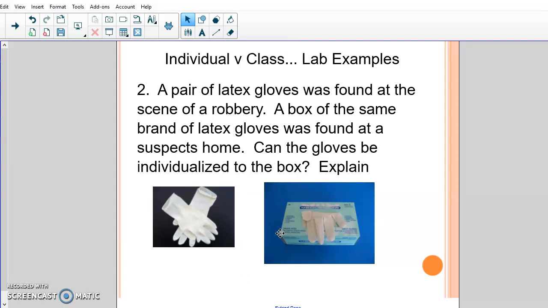Number 2, a pair of latex gloves was found at the scene of a robbery. A box of the same brand of latex gloves was found at the suspect's home. Can you individualize the gloves back to the box? I would say no. You could say that they're white latex gloves. You could say they're a size large. It's possible that they came from this box, but there are lots of boxes that are just like this. There's no way I could prove it was this box versus another box, right? So I would say that's class evidence.